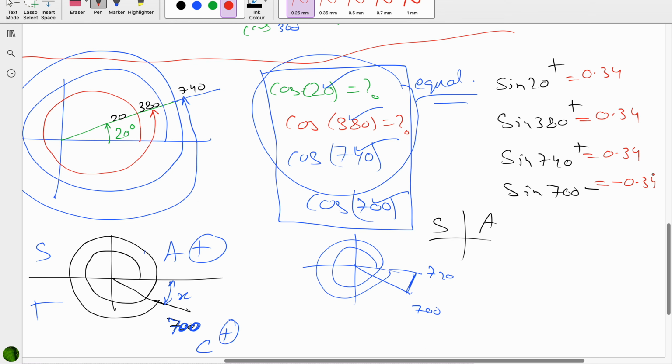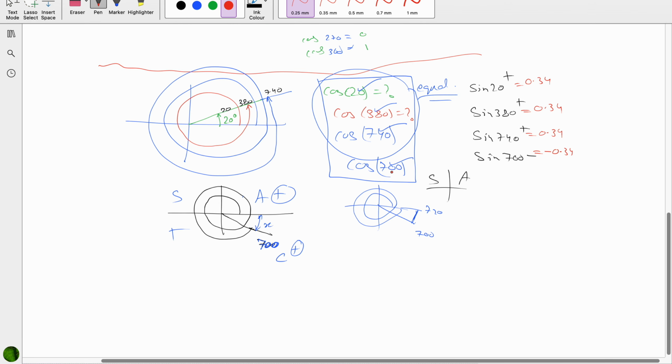Why is the value equal? Because the basic angle is equal. Why is it positive or negative? It depends on which quadrant it lies. Clear or funny?